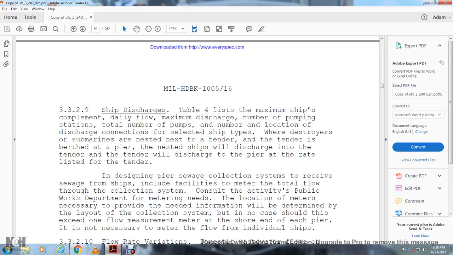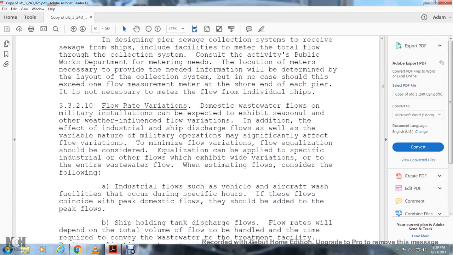When discharging submarines next to the tender at the tender's berth, consider the next ship that will discharge into the tender. The tender will discharge to the pier at the rate listed before for the tender. Design the sewage collection system to receive the ship sewage, including the facility, to meet the total flow through the collection system. Consult with the activity's public works department on metering needs; the location of the meters necessary to provide the needed information will be determined by the layout of the collection system. In no case should there be more than one flow measurement meter at the shore end of each of the piers. It is not necessary to meter the flow in individual ships.